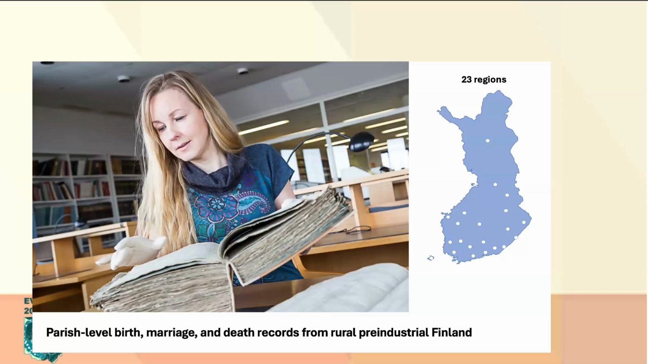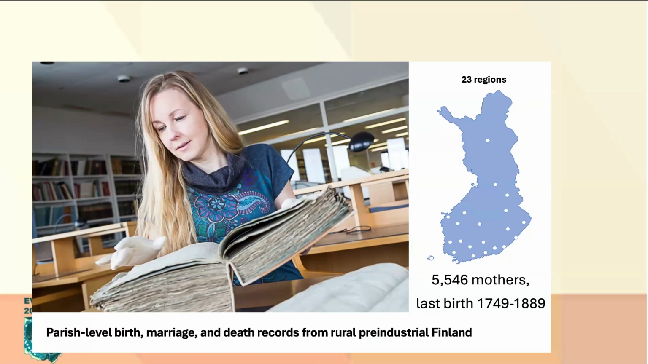So we used this amazing data set which Virpi Lummaa has, which is of parish-level birth, marriage and death records from rural pre-industrial Finland. And this spans 23 different regions in Finland that you can see on the map. So we had data from 5,546 mothers, and they were mothers who had a last birth from 1749 to 1889, which are quite precise dates.